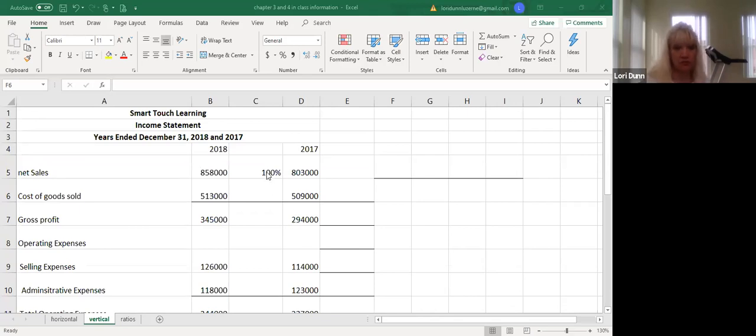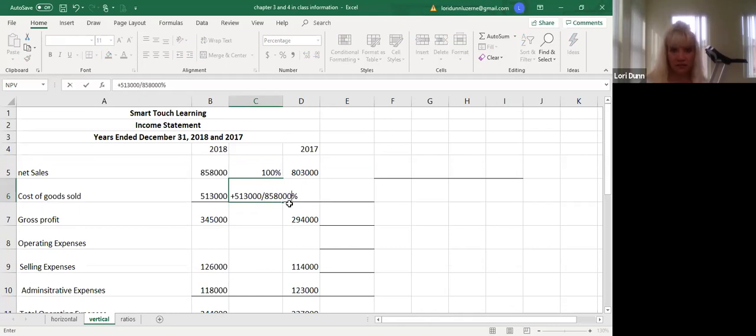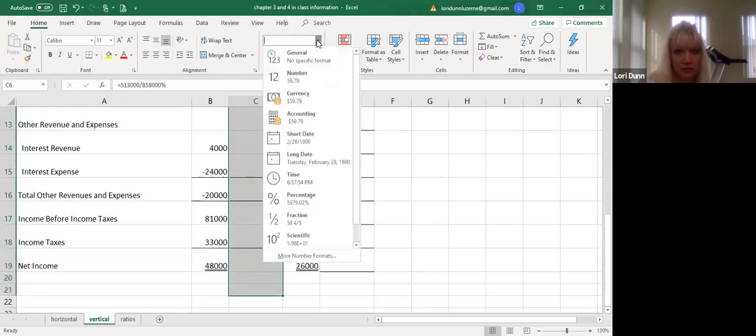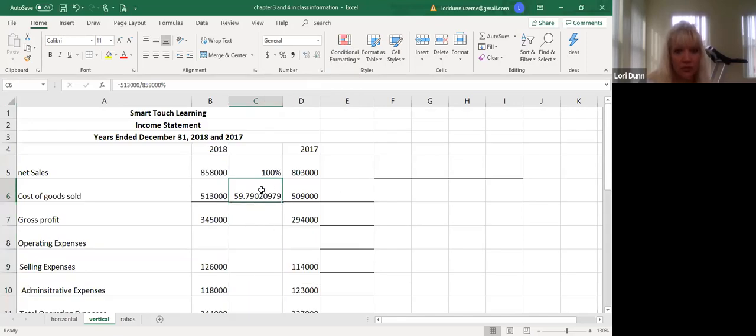But what we're essentially doing then is, you can see up in my formula screen here, I took net sales divided by net sales, which will be your 100% number then. So then we're going to take each item, cost of goods sold, divided by net sales. And I've got to fix these formatting issues that pop up. So, 513,000 divided by 858,000, 59.79%. So now I'm going to put it in percentage.